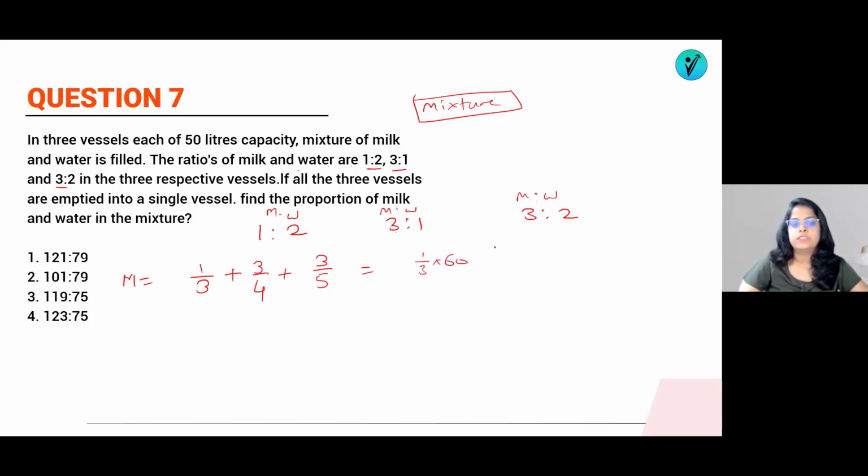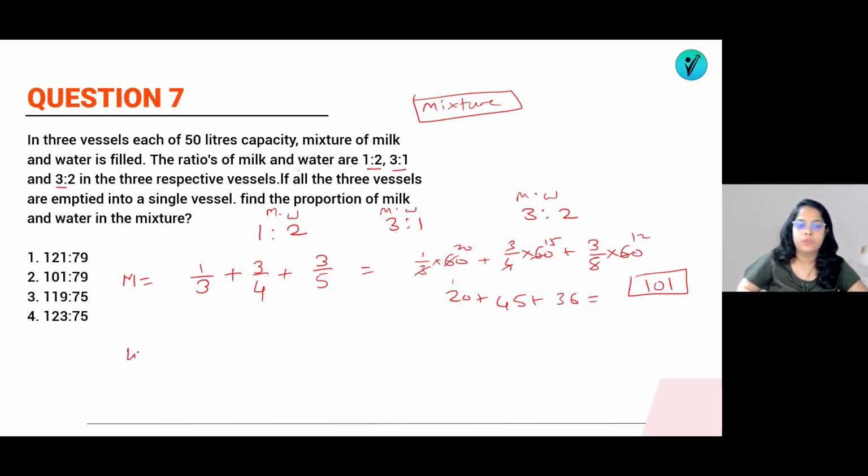1 by 3 into 60, plus 3 by 4 into 60, plus 3 by 5 into 60. How much will it be? 20, 15, 20 plus 45 plus 36. What will be the sum? 6 plus 5, 11. Carry will be 1. 2 plus 1, 3. 3 plus 4, 7. 7 plus 3 will be 10. So this is 107.